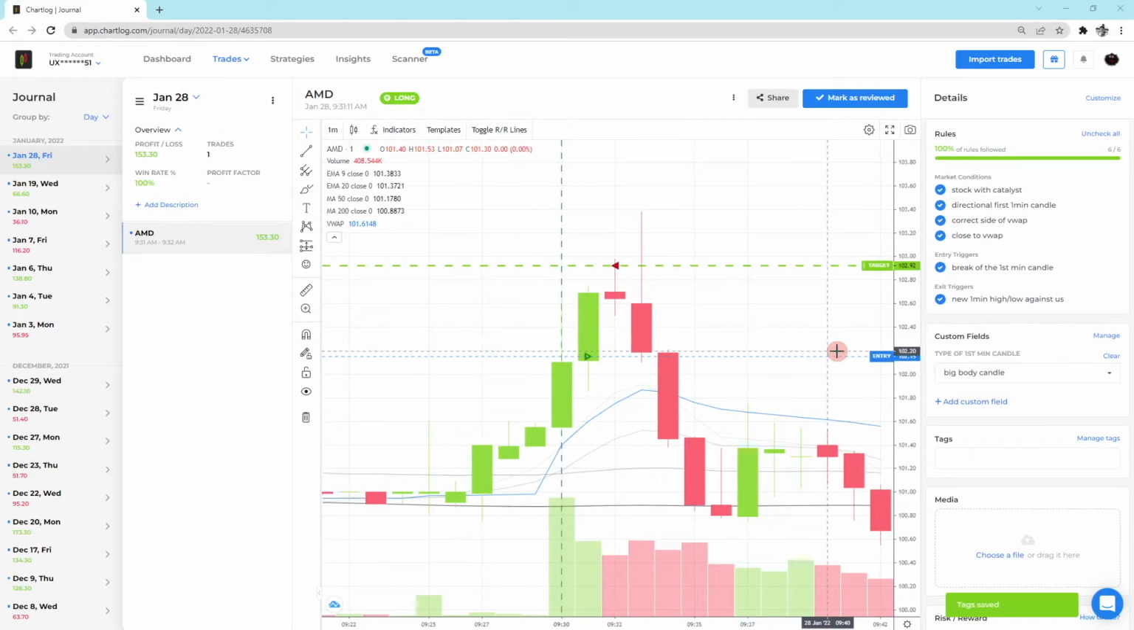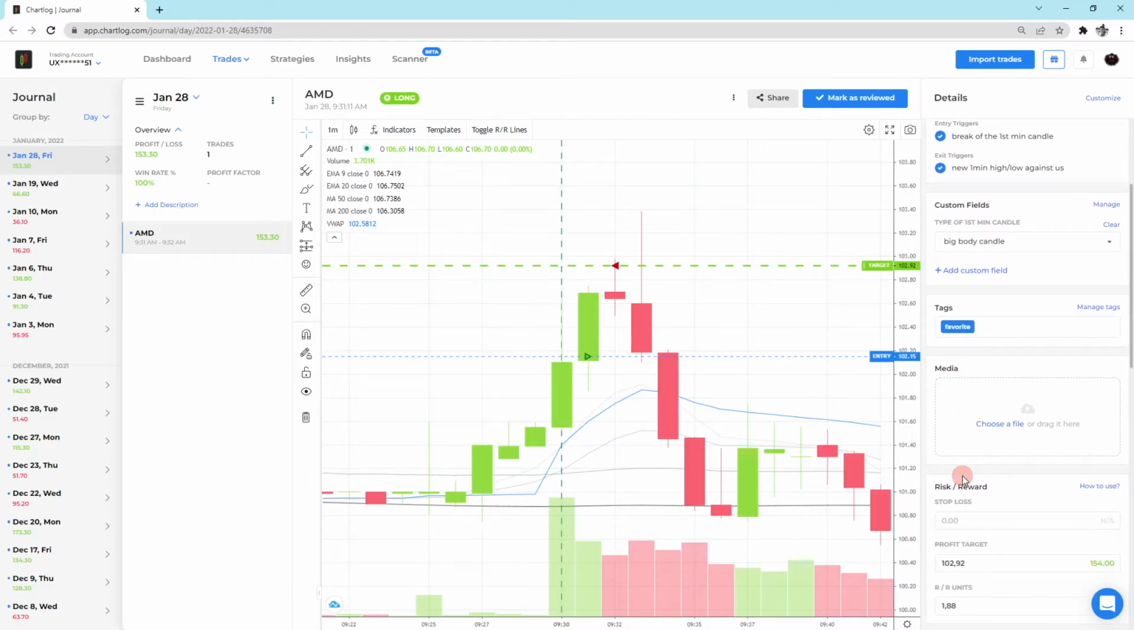Besides strategies and custom fields, there's a lot more information that we can journal or that we can see in the details section. For example, let's say this is one of our favorite trades ever and we want to call it favorite. So we will add the tag favorite to this trade, and later on that makes it a lot easier to find this trade. We could also add a media file or calculate risk to reward ratios. Let's say our stop loss was here at 101.74. Then we just enter that number here.